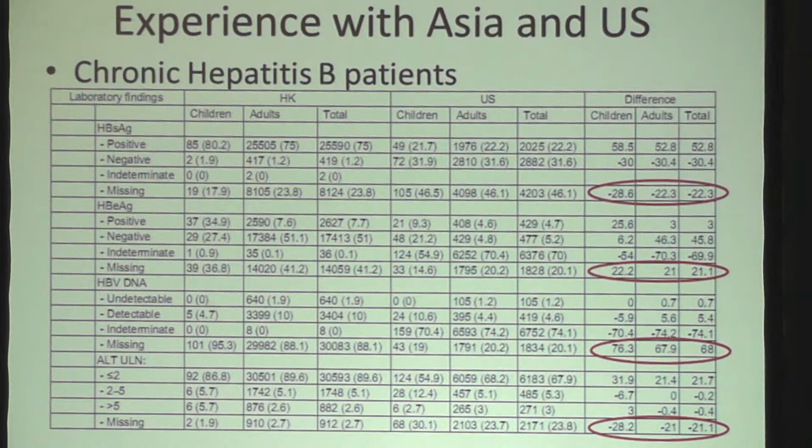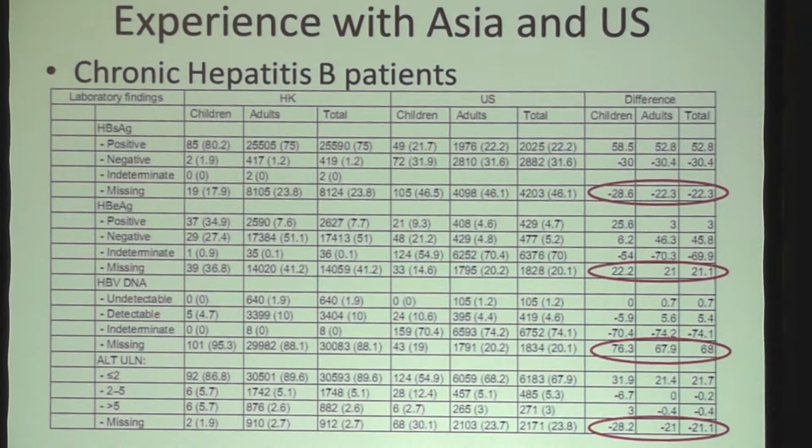So this could be related to the healthcare system in some sense, because the Hong Kong data is from the public system. The ALT test is actually the only one covered by the government, and that's why it's more commonly used. Whereas in the US, it's claim-based, so the cost of the lab test could be covered by the claims, and that's why it ended up with some differences.